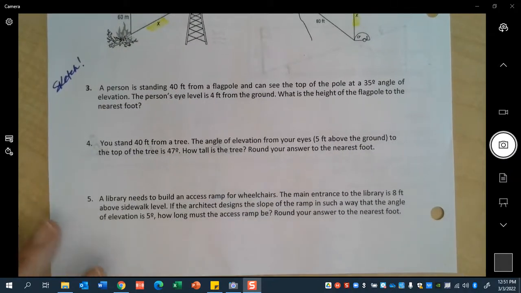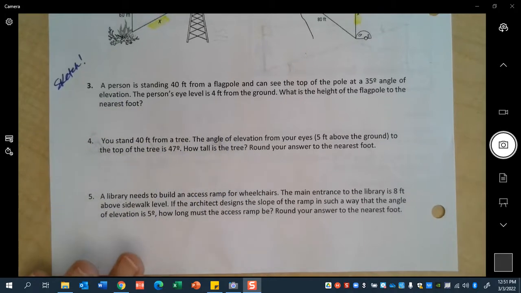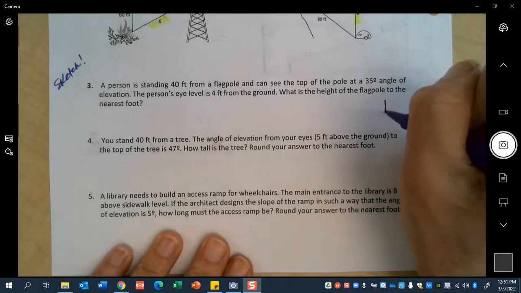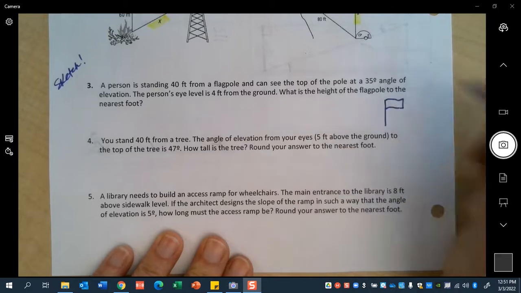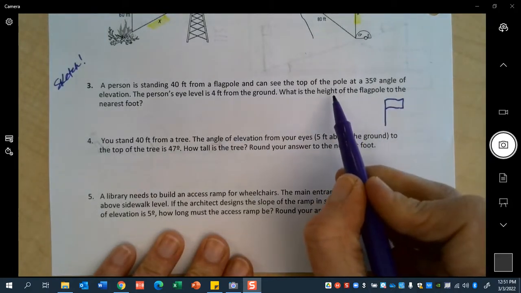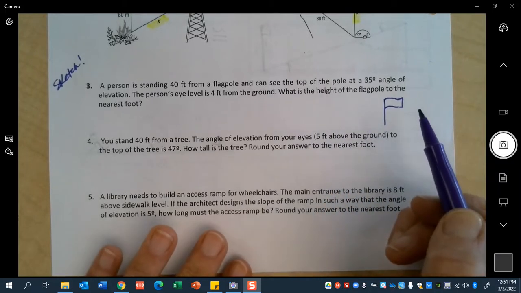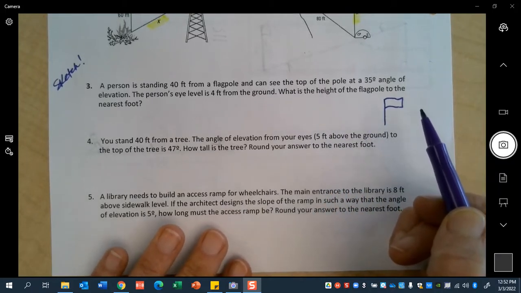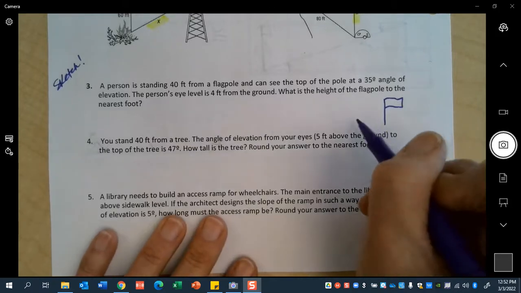Ready? A person standing is 40 feet from a flagpole. There we are again with our flagpoles. Mathematicians love flagpoles. And they can see the top of the pole at a 35-degree angle of elevation. The person's eye level is 4 feet from the ground. What is the height of the flagpole to the nearest foot? Are you ready for this one?